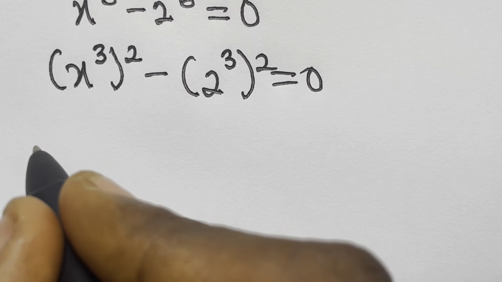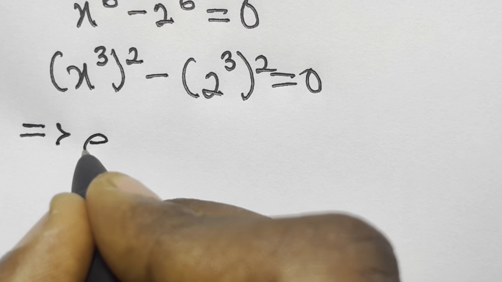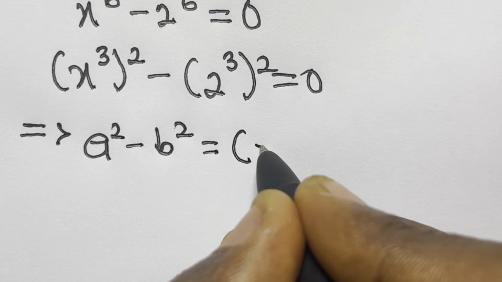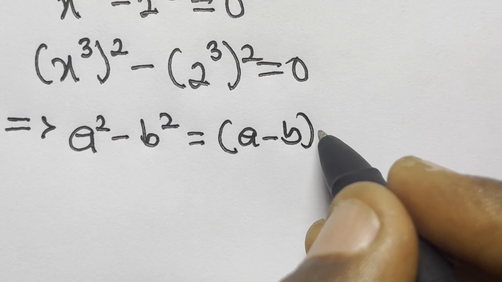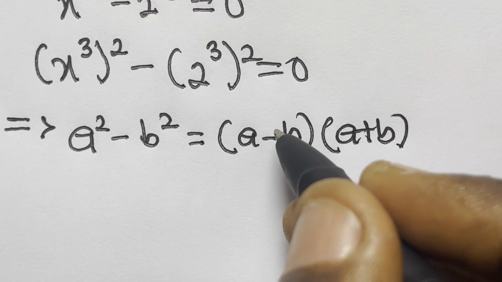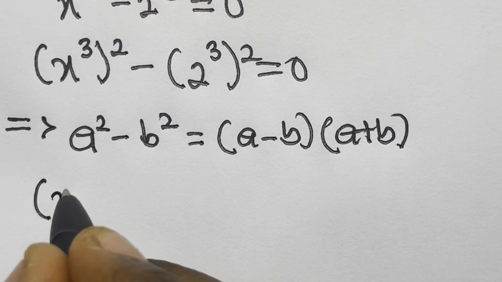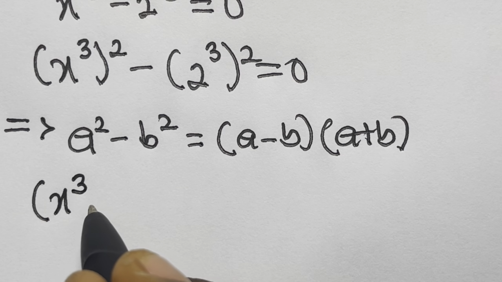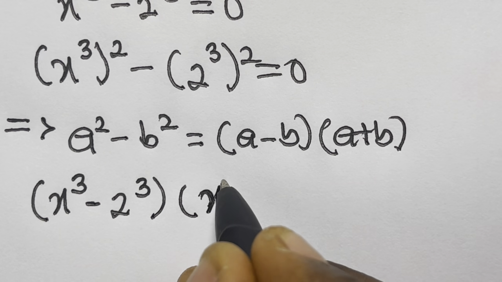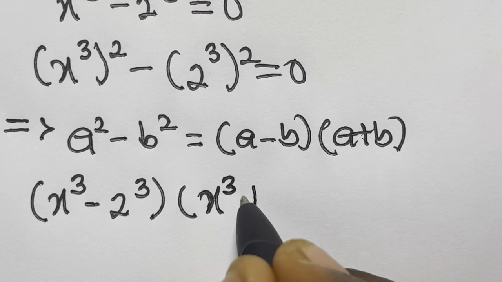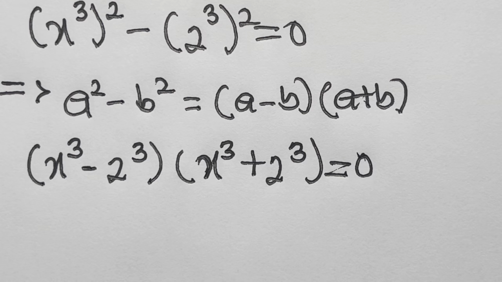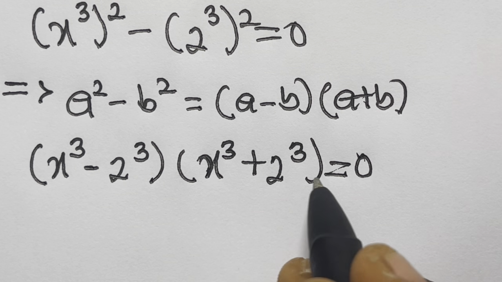But let's recall that whenever we have a squared minus b squared, a difference of two squares, this equals a minus b multiplied by a plus b. So if you apply this to the above, we are going to get x raised to the power 3 minus 2 raised to the power 3, times x raised to the power 3 plus 2 raised to the power 3, equals 0. So we are going to have this equals 0 or this equals 0.